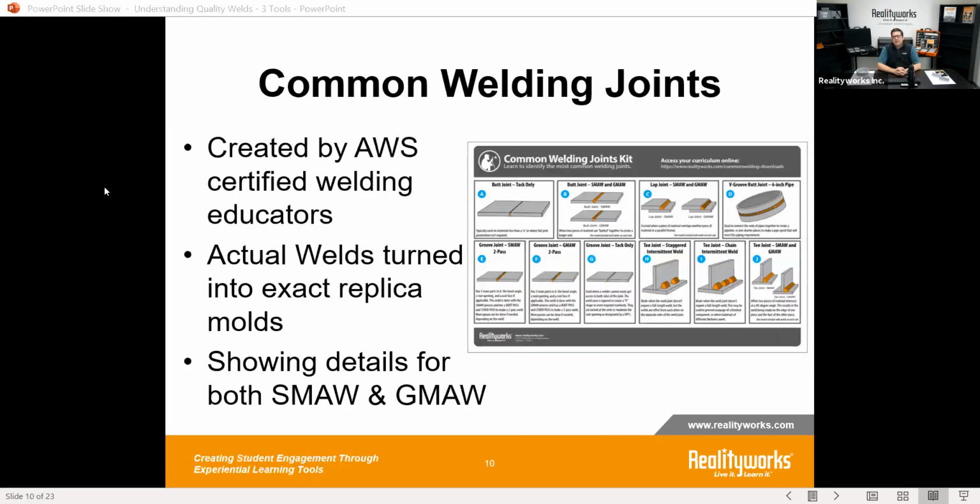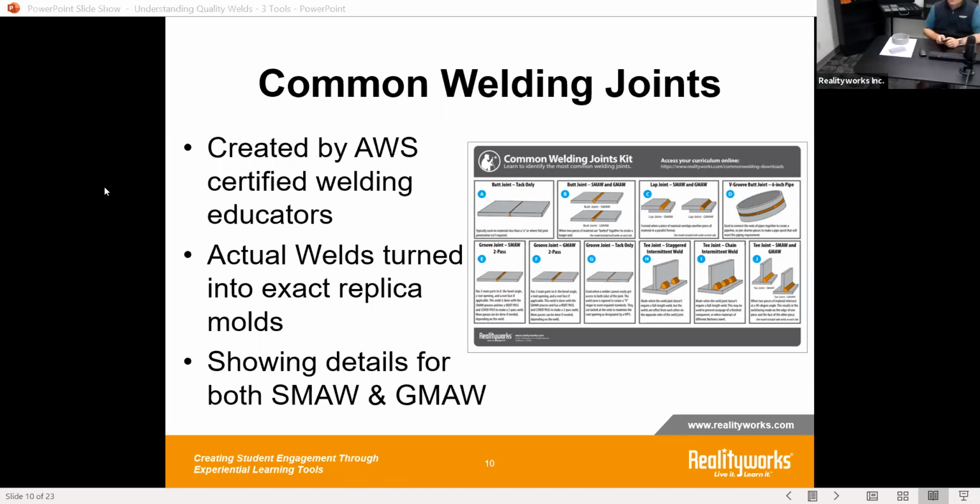The way we created these products is they are created by certified welding educators of AWS. Every mold we have is an exact replica of a real weld that was done. We take the weld that the certified welding educator created for us, and then mold right over the top of it, giving an exact replica. So it shows the details for both MIG and for stick.